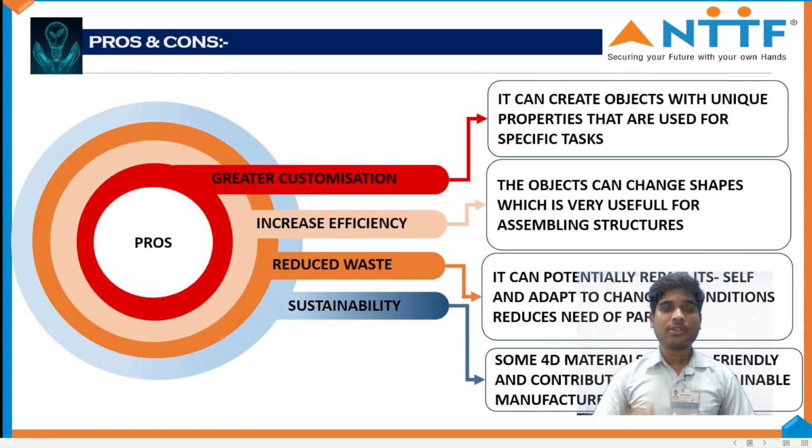Now these are the pros and cons of 4D printing. 4D printing is in greater consumption. It can create objects with tons of unique properties and can perform very specific tasks, and it can create efficiency, meaning that objects can reassemble themselves. It can reduce waste, since if an object gets broken, we can fix it with the help of an external stimulus like heat and water, and it is sustainable also.